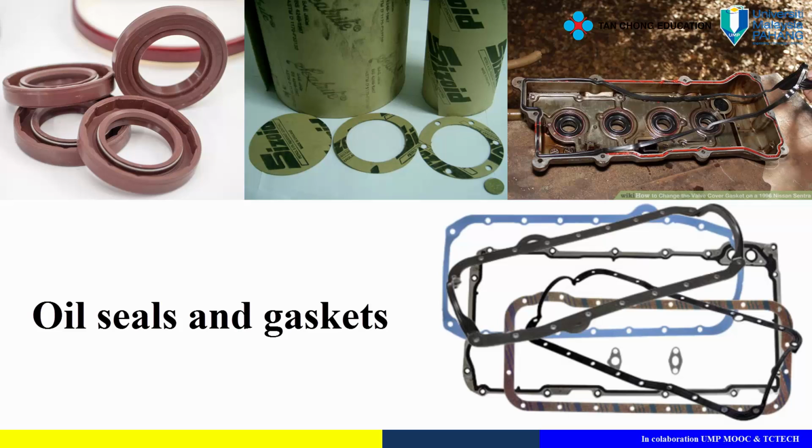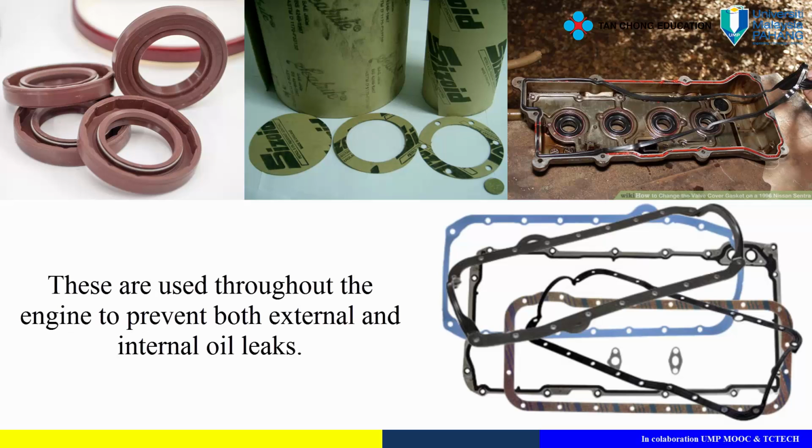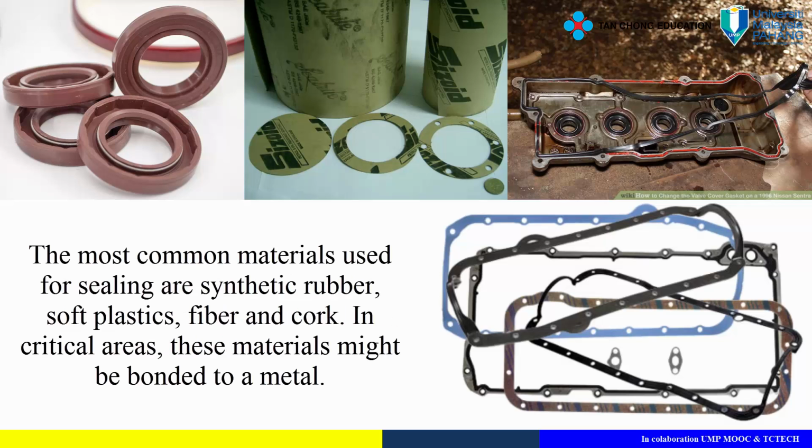Oil seals and gaskets. These are used throughout the engine to prevent both external and internal oil leaks. The most common materials used for sealing are synthetic rubber, soft plastics, fiber, and cork. In critical areas, these materials might be bonded to a metal.